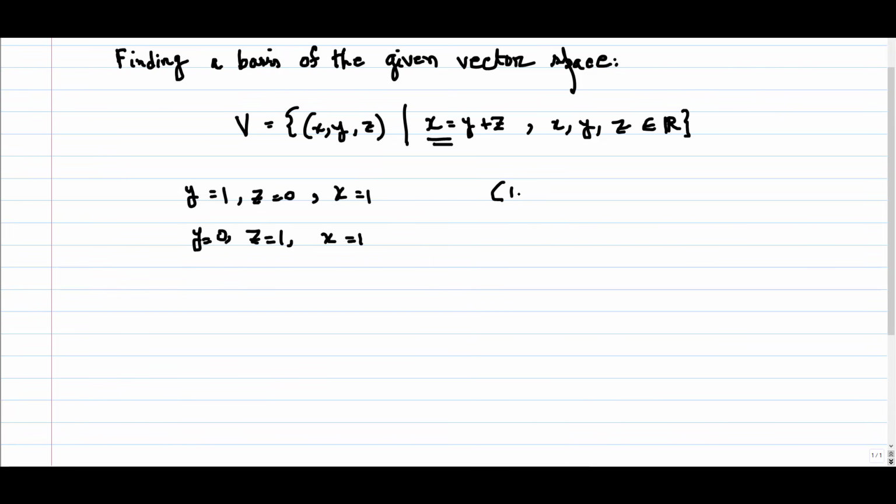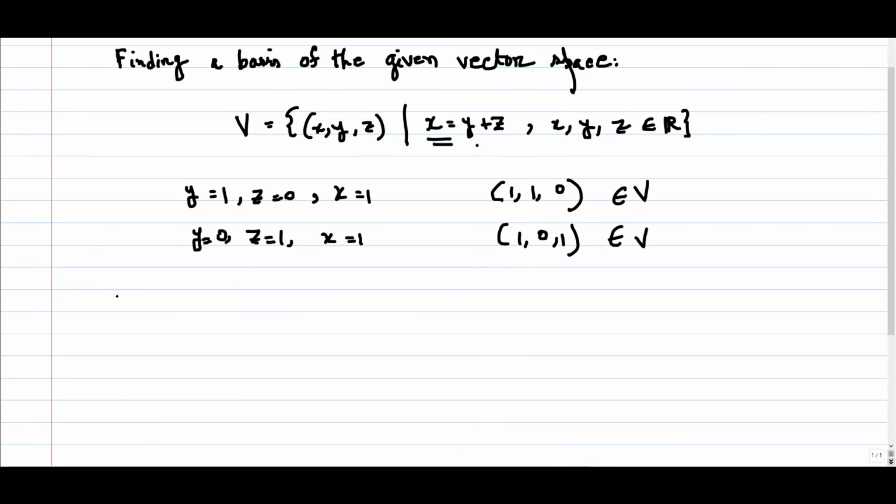The first one is (1, 1, 0), when I am taking the first free variable, y, as 1 and the second free variable as 0. The second vector which we are getting is (1, 0, 1), where I am putting my first free variable as 0 and my second free variable as 1. These two vectors are obviously in this vector space, so both of them are in V. Now my claim is this will form a basis.